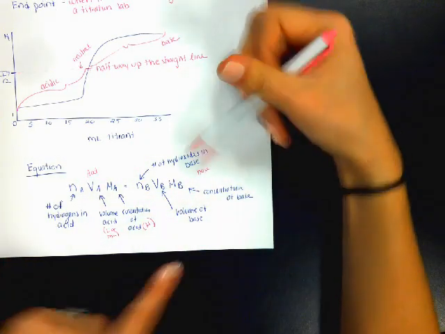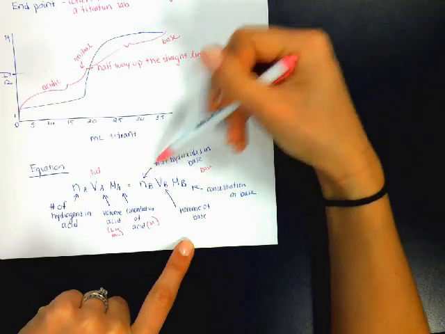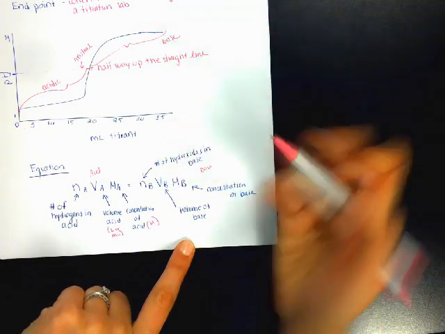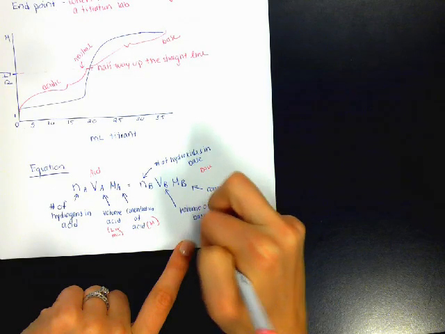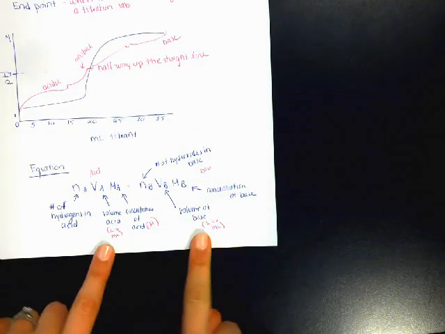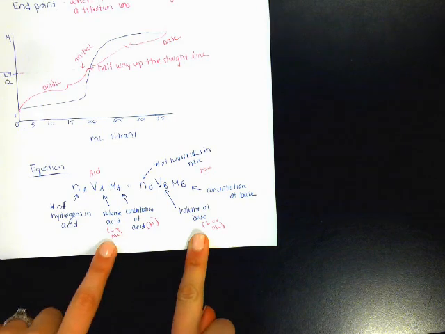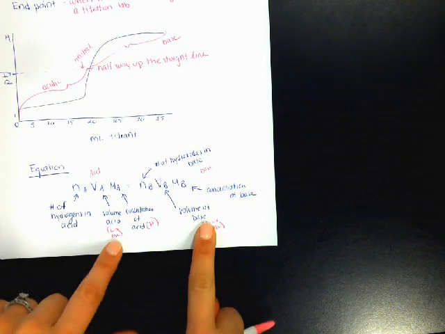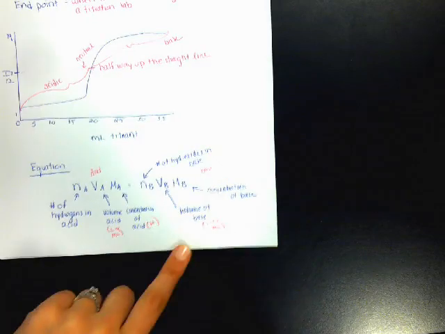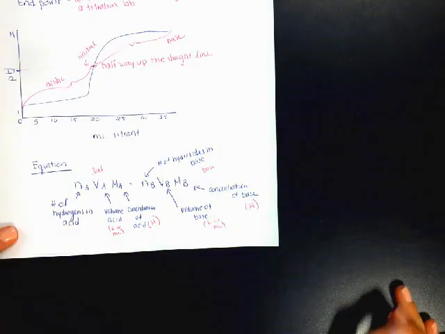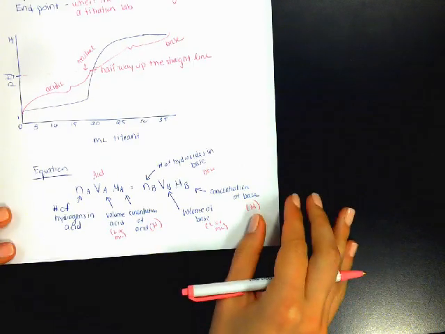And then the other side of your equation is the number of hydroxides in your base. Then your volume of your base, again, that can be in liters or milliliters. You just have to make sure that your volumes for your acid and the base are in the same unit. So liters, liters, milliliters, milliliters. And then your concentration of your base will be molarity again. So let's go ahead and apply this equation to some example problems.